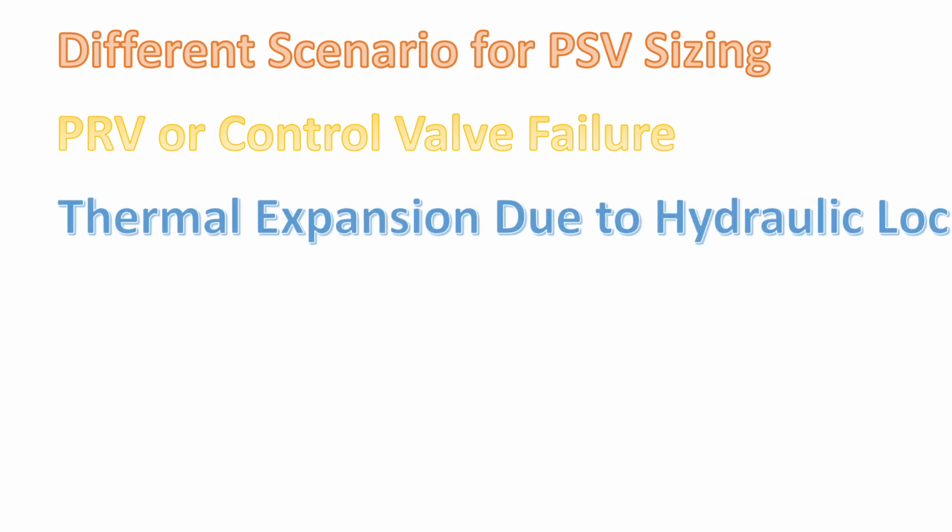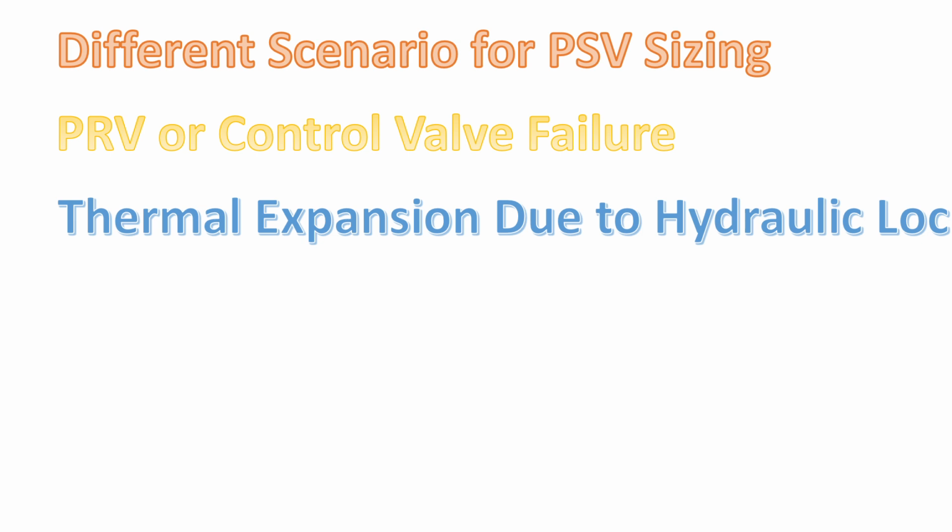Then the second scenario is thermal expansion due to hydraulic lock. In this case, as we all know, we have a common practice in industries that we transfer the raw materials from tank farm to the plant. It's having lengthy pipelines across the pipe rack, or the same scenario can happen in any of the equipments as well, in which we use the utility as a cooling medium.